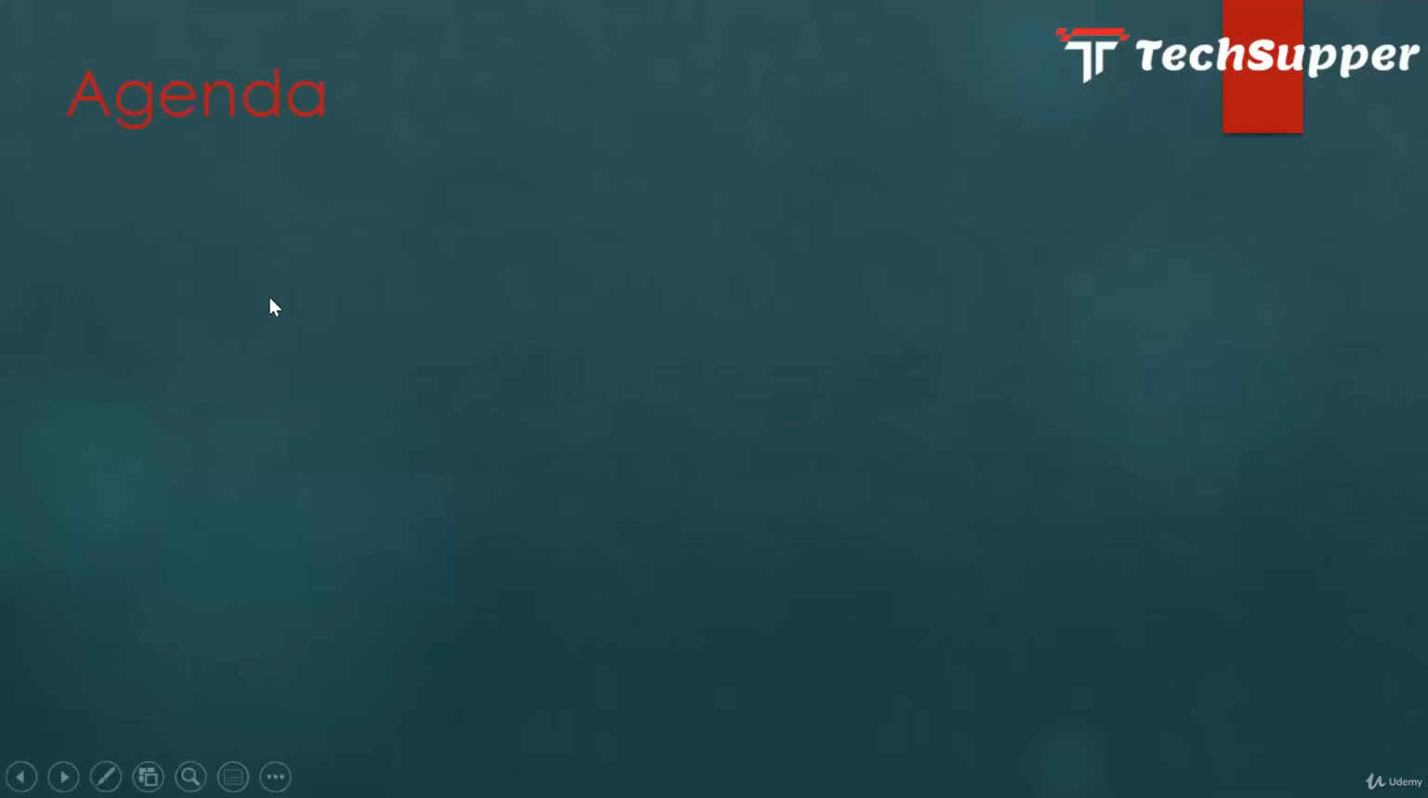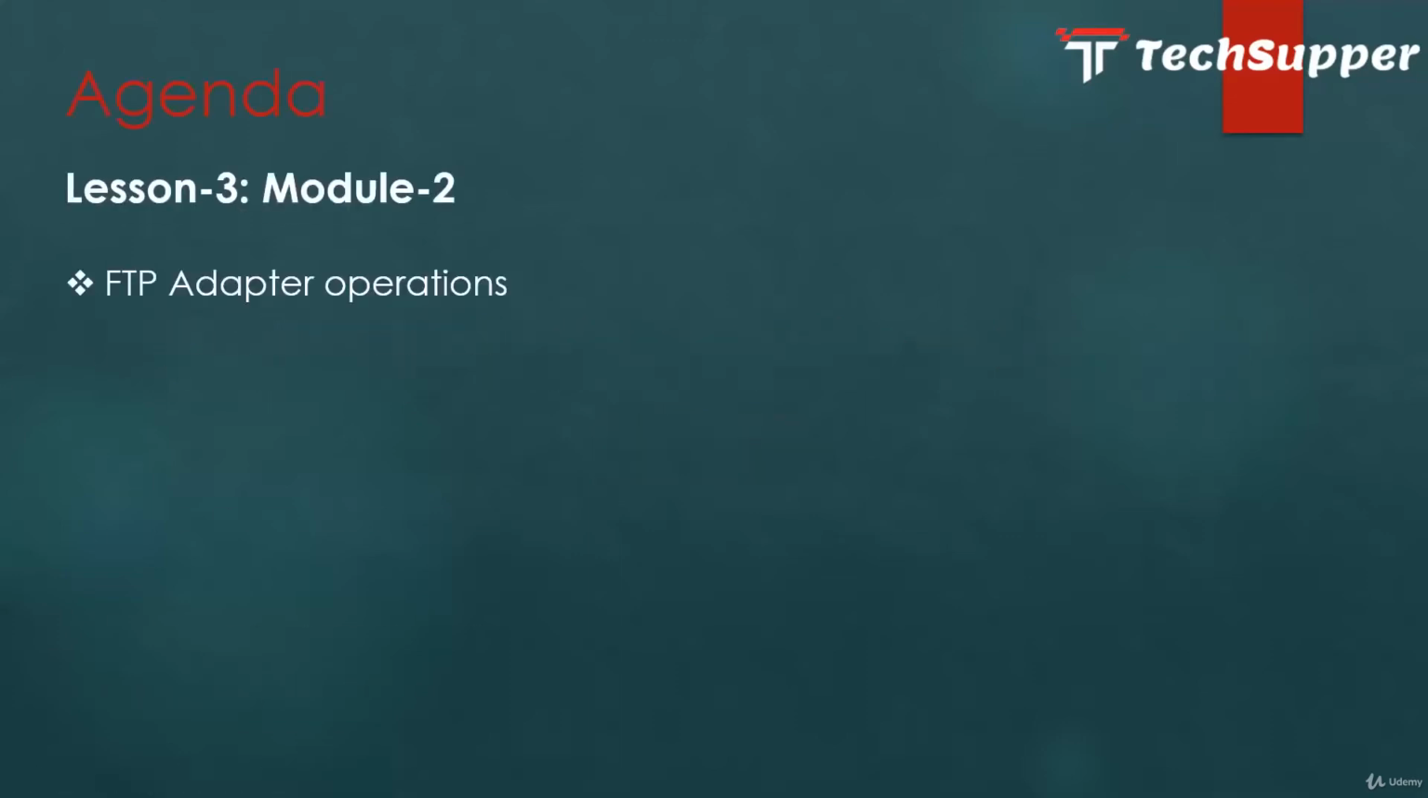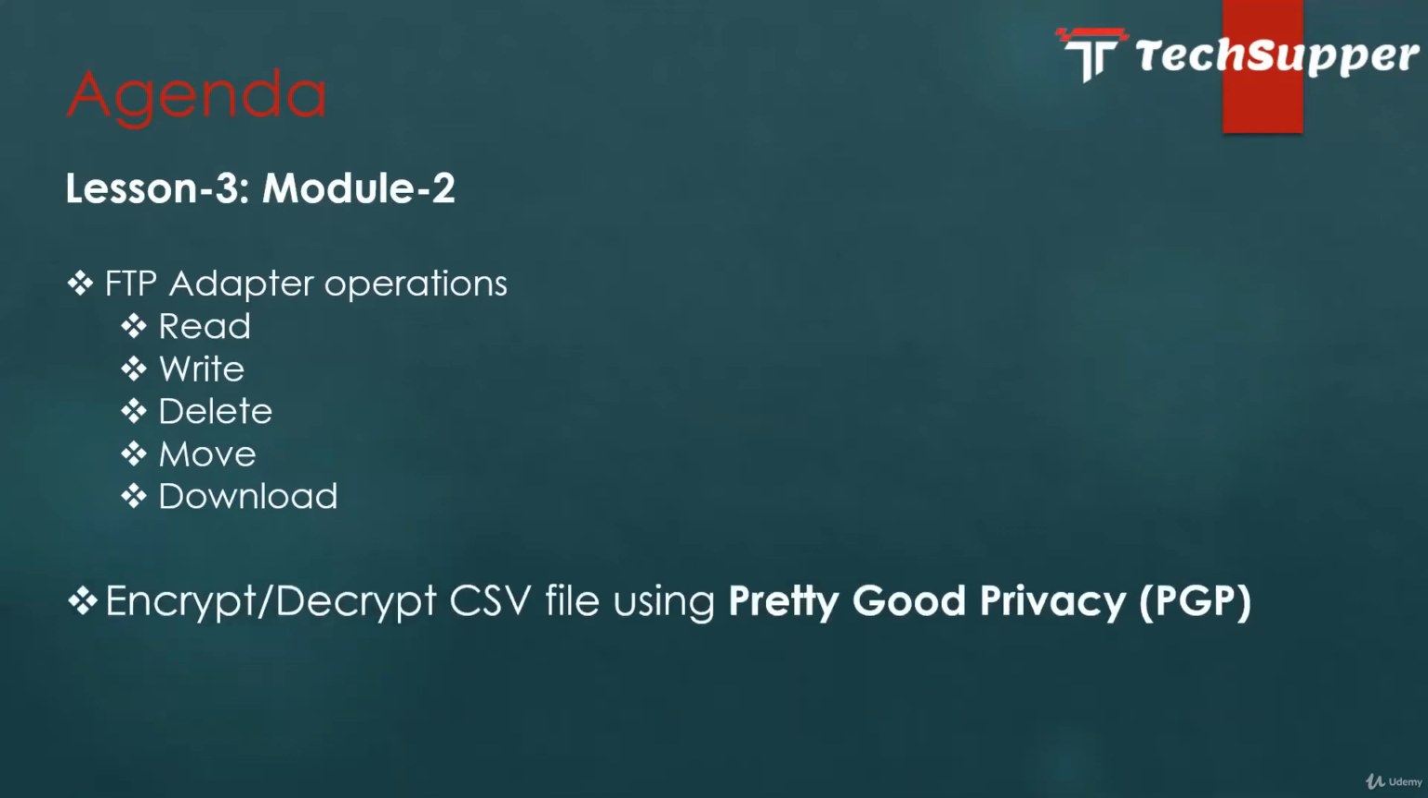Here we are going to cover FTP adapter operations: read, write, delete, move, and how we can download a file. So we will see how we can read a file with the help of the FTP adapter on a remote location. We will try to write the file, delete the file, move a file from one folder to another folder, and then see how we can download a file with the help of staging, with the help of the FTP adapter at the staging area.